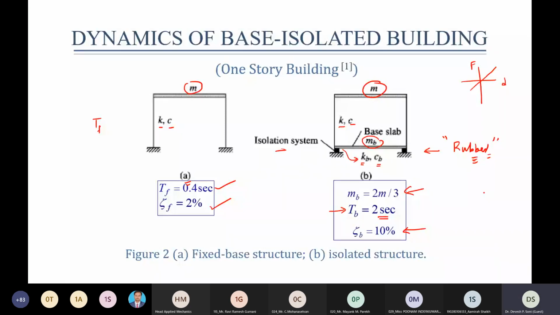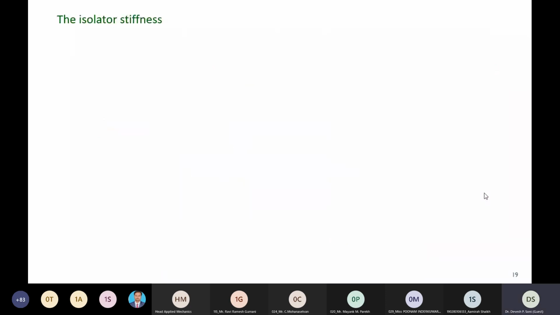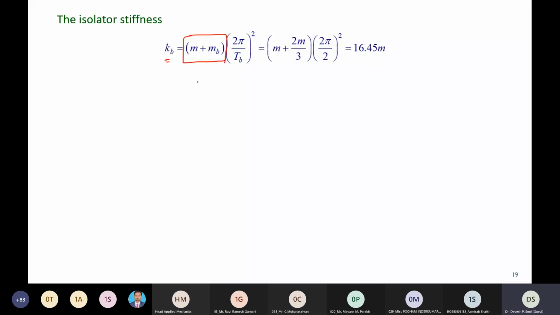So for the purpose of comparison, we have taken the same building as a fixed base building and as a base isolated building. Now let us have an insight into the dynamics of the base isolation system. The isolator stiffness, let us first calculate. KB is equal to M into omega squared. The simple equation is used. The first part represents the total mass, M, and the second part represents omega squared. Omega is equal to 2 pi upon TB. So upon putting in values, with isolation period TB of 2 seconds, we get 16.45 times M. It is expressed in terms of the mass of the floor.